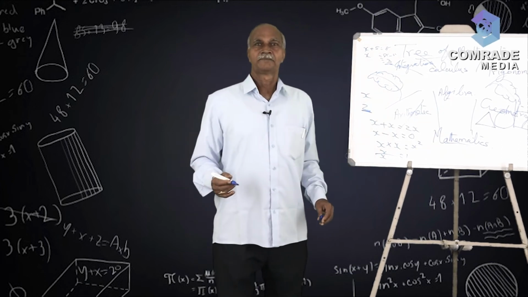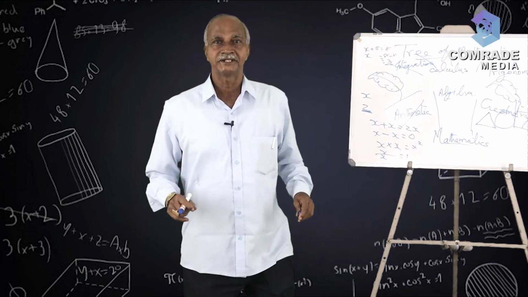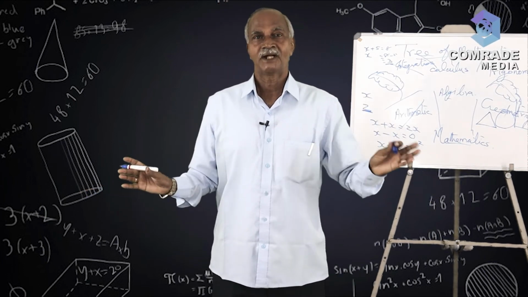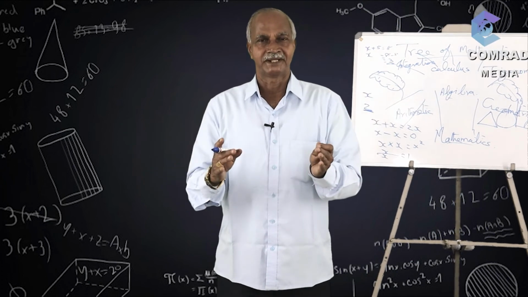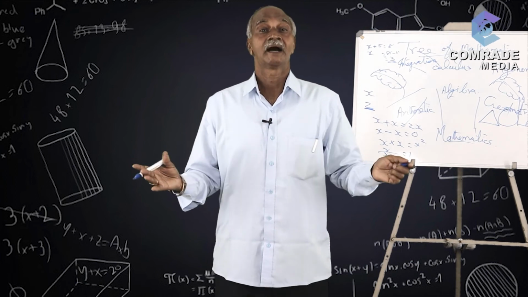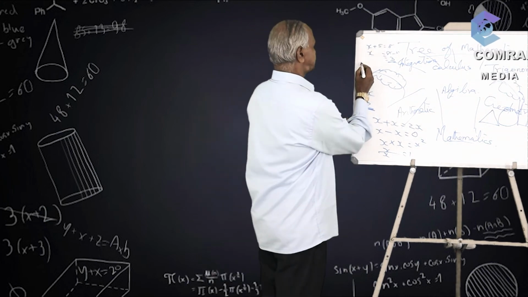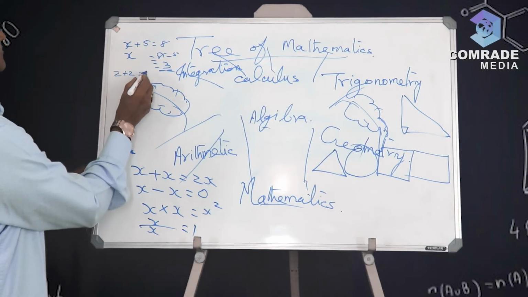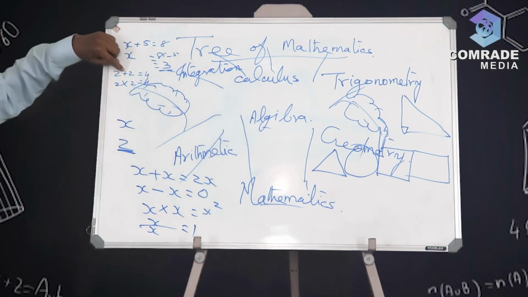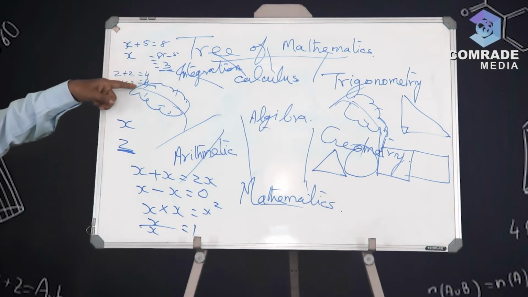Now I'll be giving one small question. Say for example, add two numbers, multiply the same two numbers, you will get the same answer. What are the numbers? This I will give you: the numbers 2 and 2. Adding, 2 plus 2 is equal to 4. 2 into 2 is equal to 4.